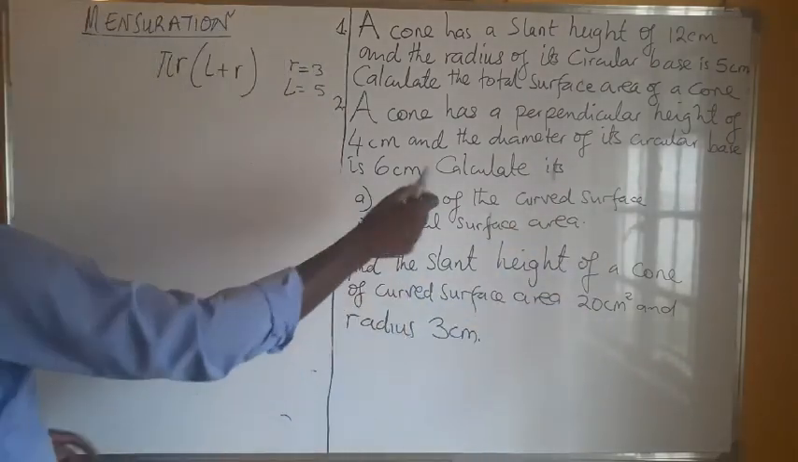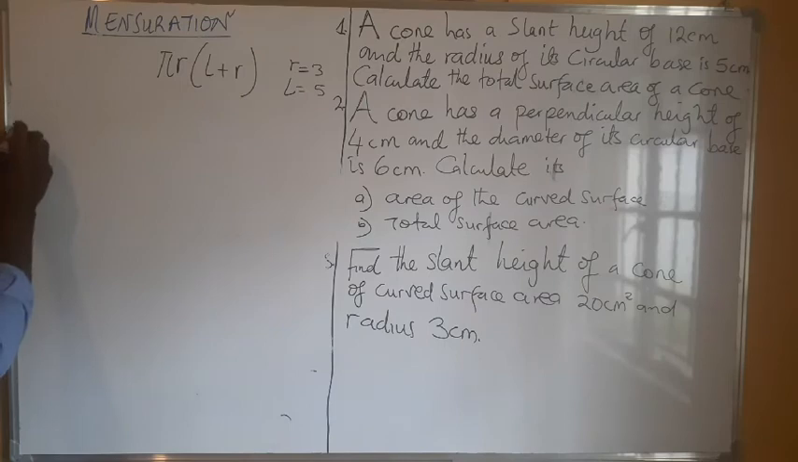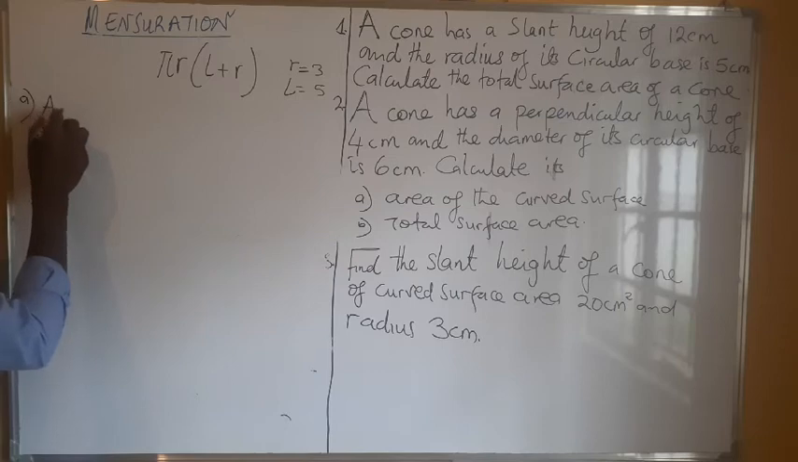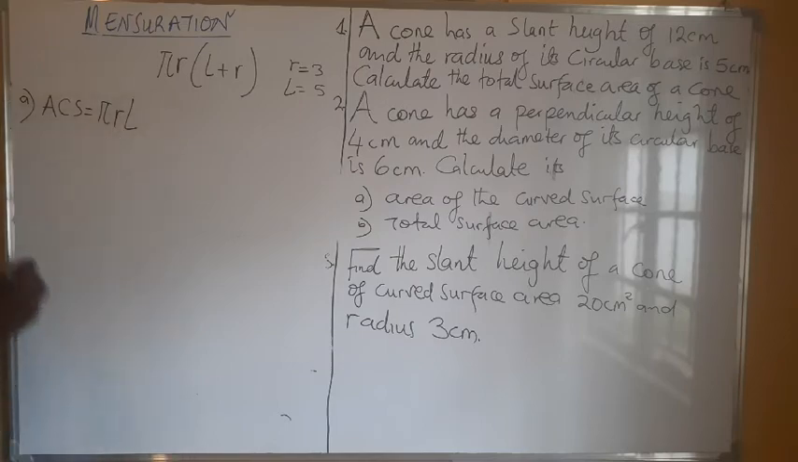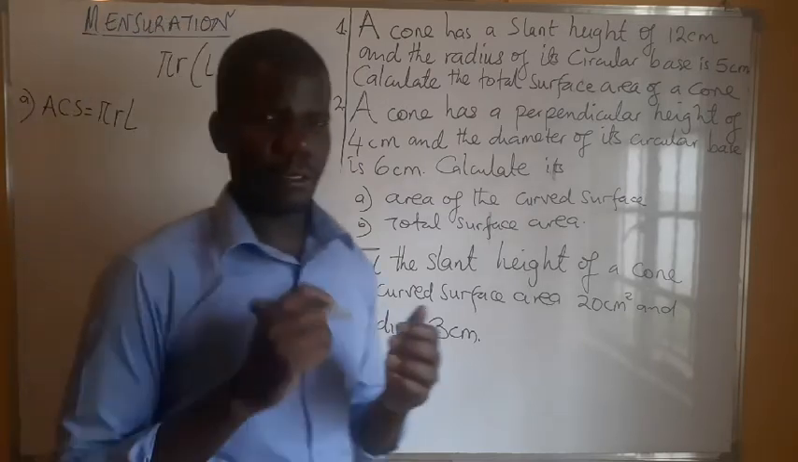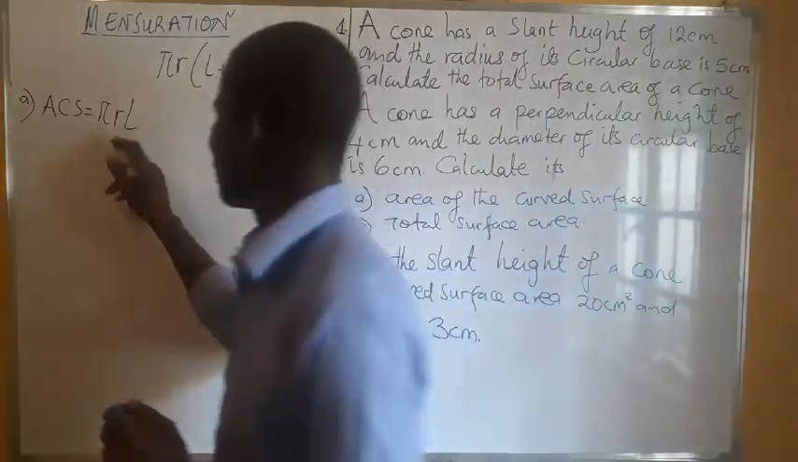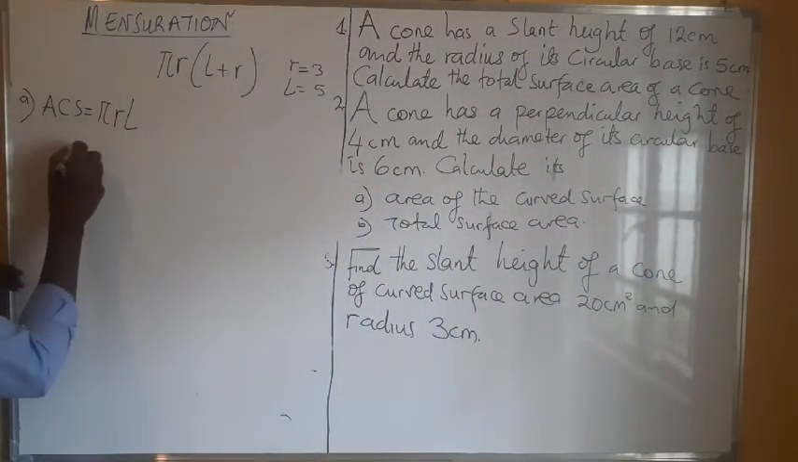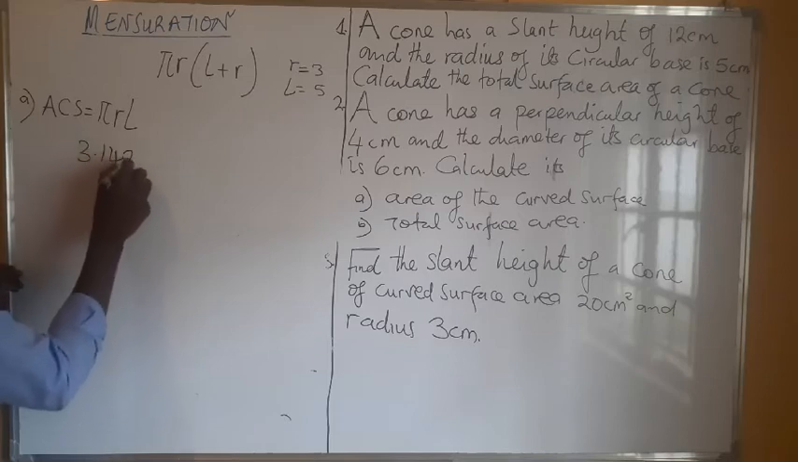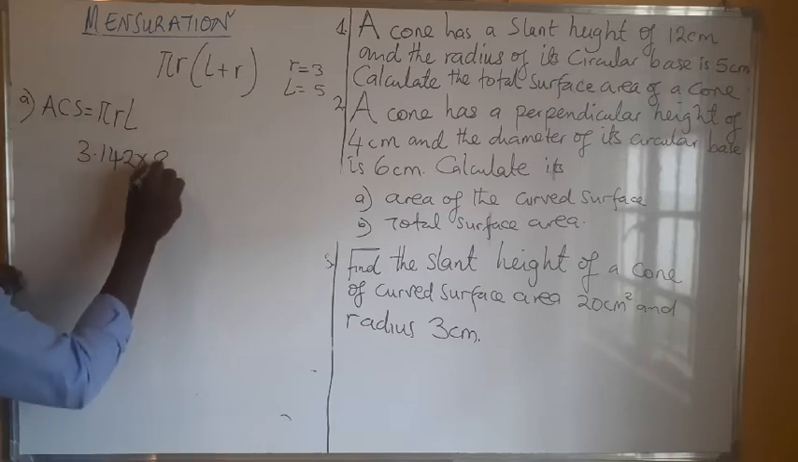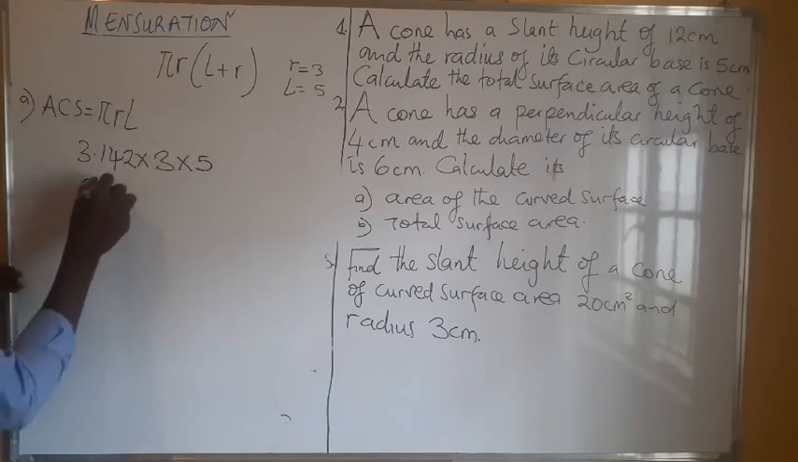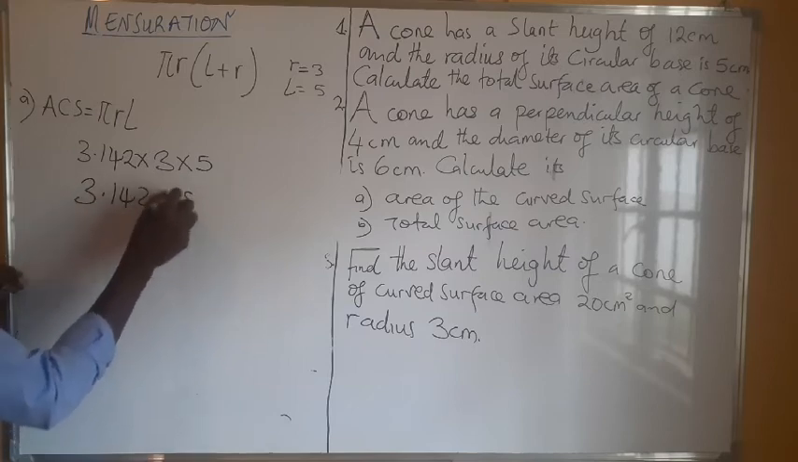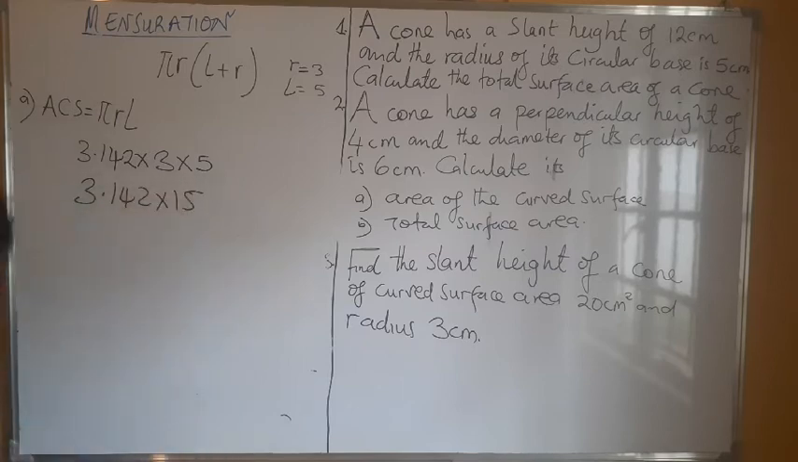But then here we have area of the curved surface. And I have told you that when we are talking about area of the curved surface, we are using this formula. And the process is the same. In this case, we have already found what our L is. So we are going to say our pi is 3.142 multiplied by the radius, which we found as 3, multiplied by 5. So 3.142 multiplied by 15.